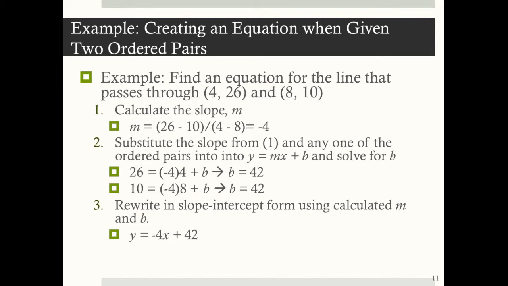Now we're going to just rewrite our y equals mx plus b, keeping y and x as is, and using our calculated m and b. So we get an equation y is equal to negative 4x plus 42.